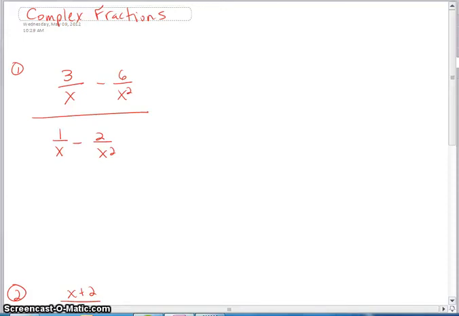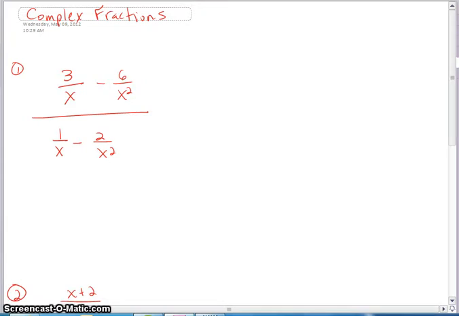This screencast is about complex fractions. Really, a complex fraction is just three problems contained in one. I'm asking you to first simplify the numerator, second, simplify the denominator, and then divide the two fractions.